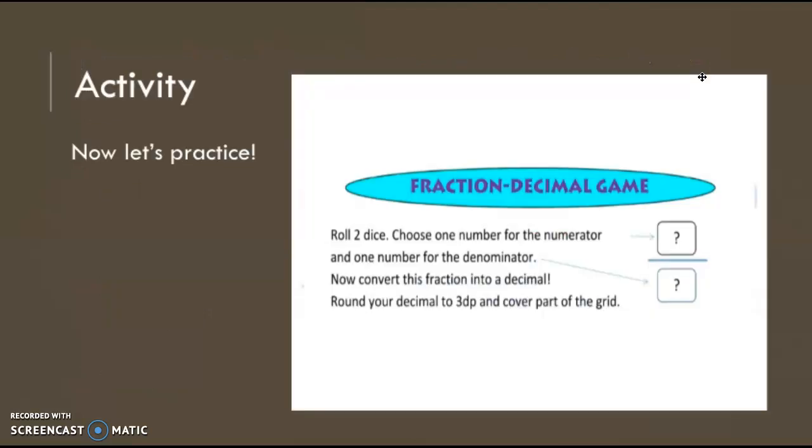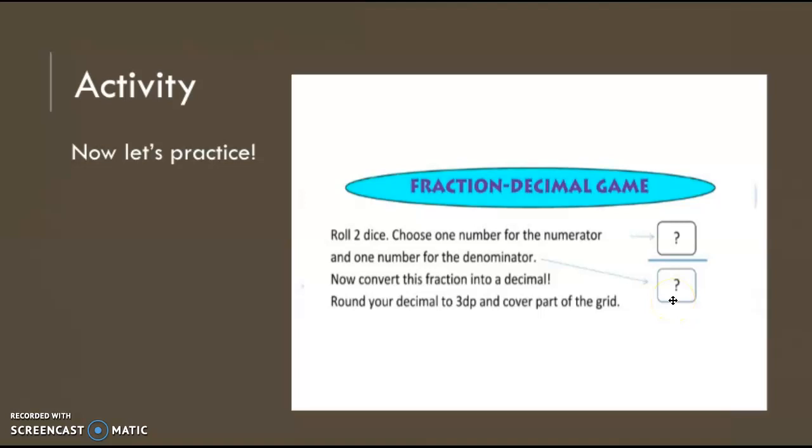So now we have an activity. We're going to play a game this time so we can get some more practice in. For this game, what I want you to do is you're each going to have 2 dice. You're going to choose one number for the numerator and one number for the denominator. So the first number that you roll is going to be the top number here, and the second number that you roll is going to be the bottom number here. So again, the first one's going to be the numerator and the bottom one is going to be the denominator.